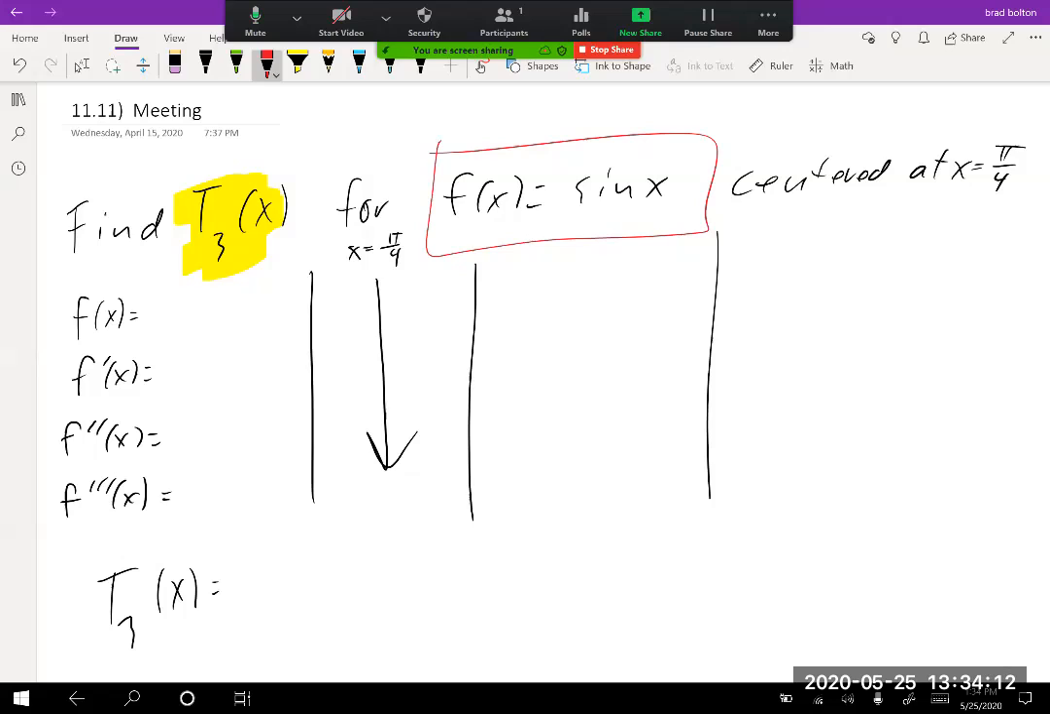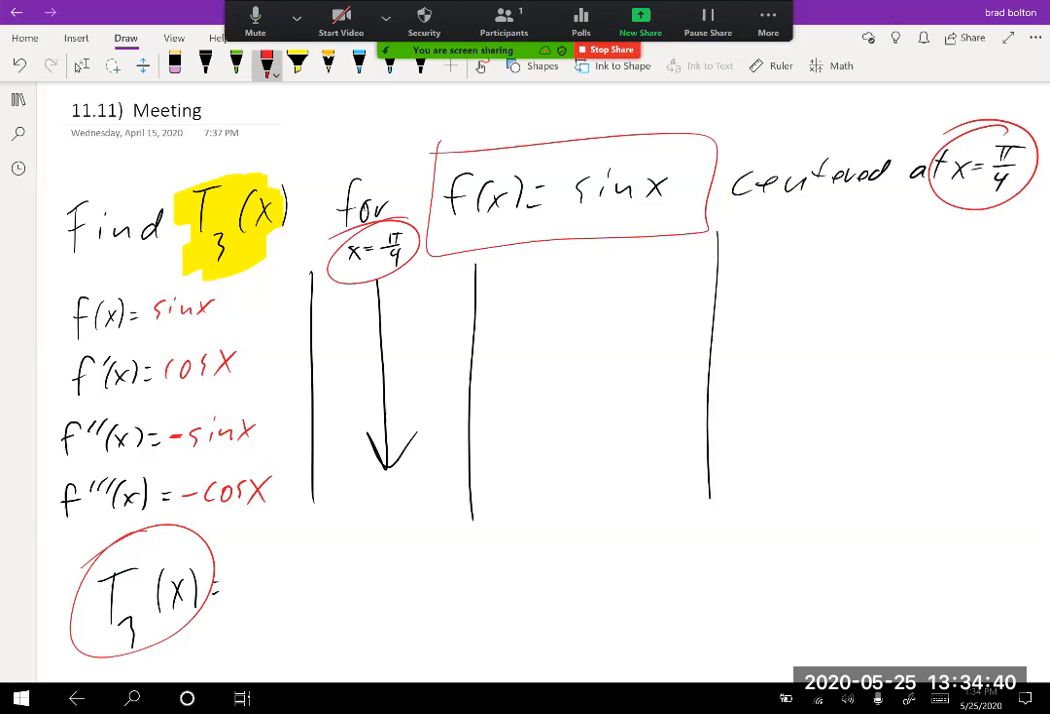So first I'm going to have to take the derivatives of sine of x. I'm going to rewrite here. We got sine of x. We know the derivative of this is cosine of x. The derivative of this is negative sine x. And the derivative of this is negative cosine x. Remember, we're looking for T sub 3, a third degree Taylor polynomial, or a Taylor polynomial using the third derivative. We're centered at pi over 4, so we're going to use pi over 4 to plug in.